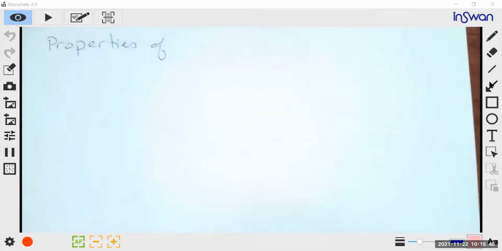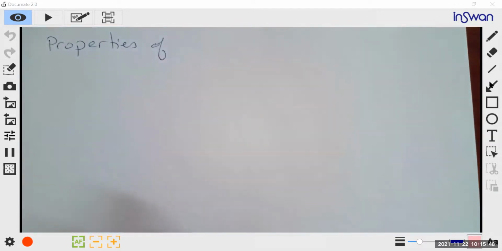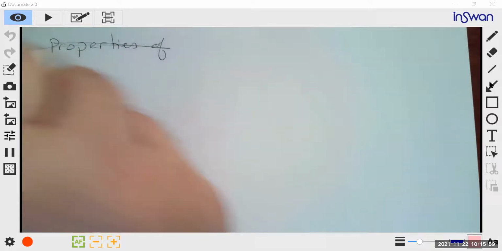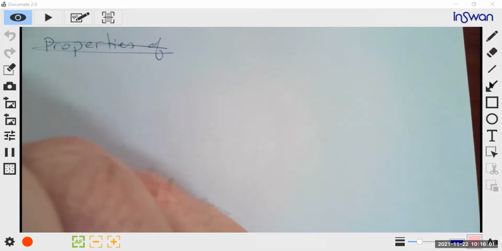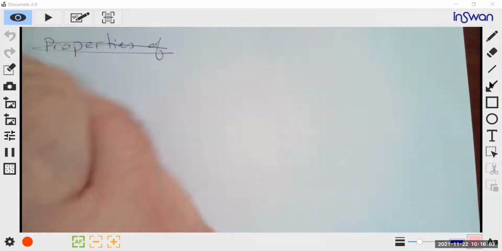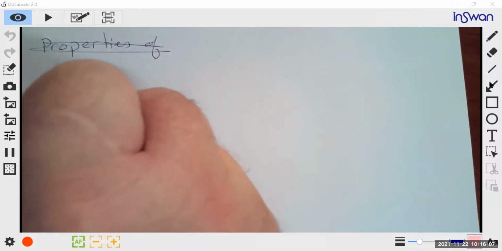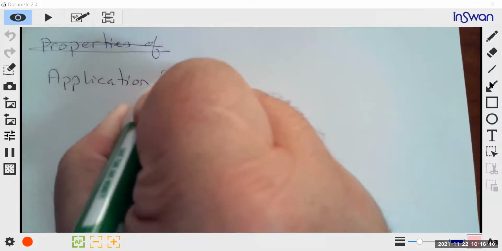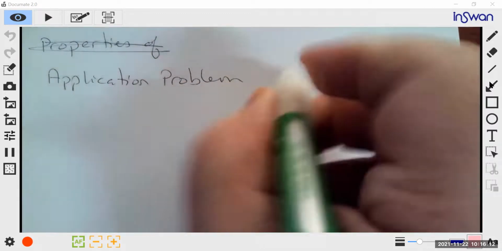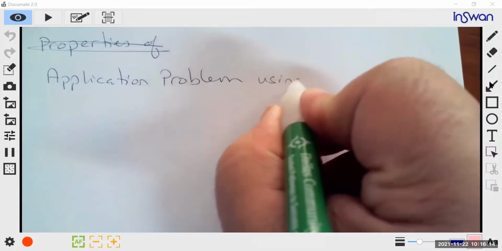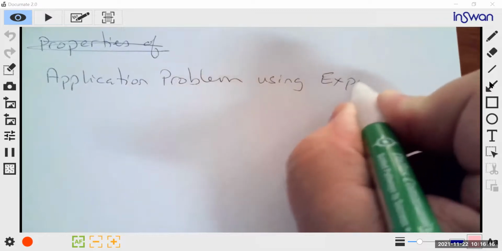I already covered the properties, didn't I? Those were the properties of the exponential function. Okay, I covered those. Yeah. So there you go. Let's look at some. Okay, yes, those are examples. So here's an application problem using exponentials.